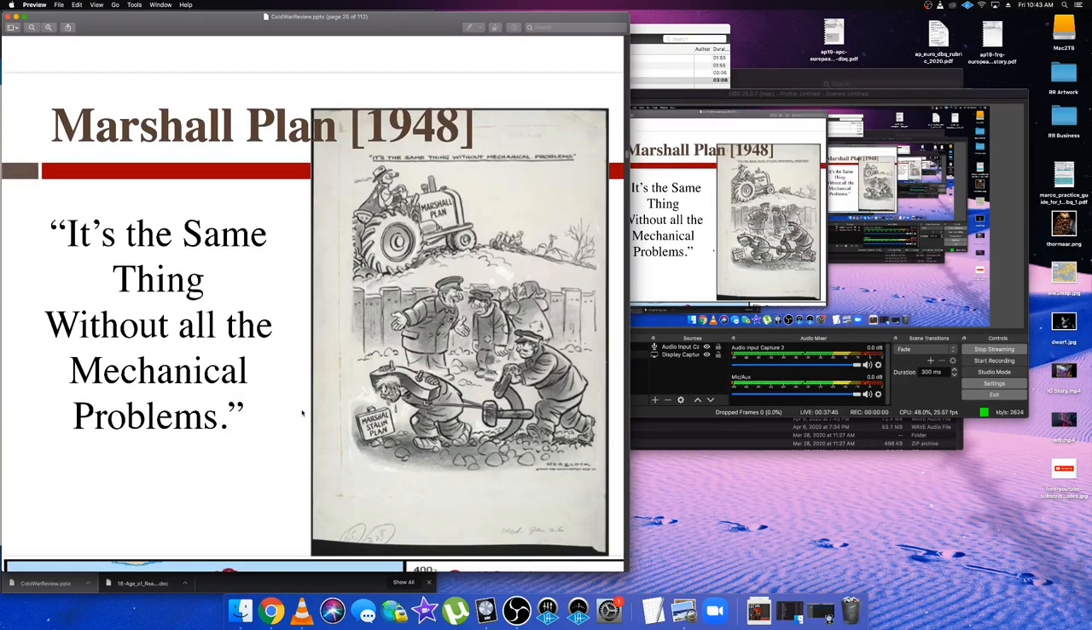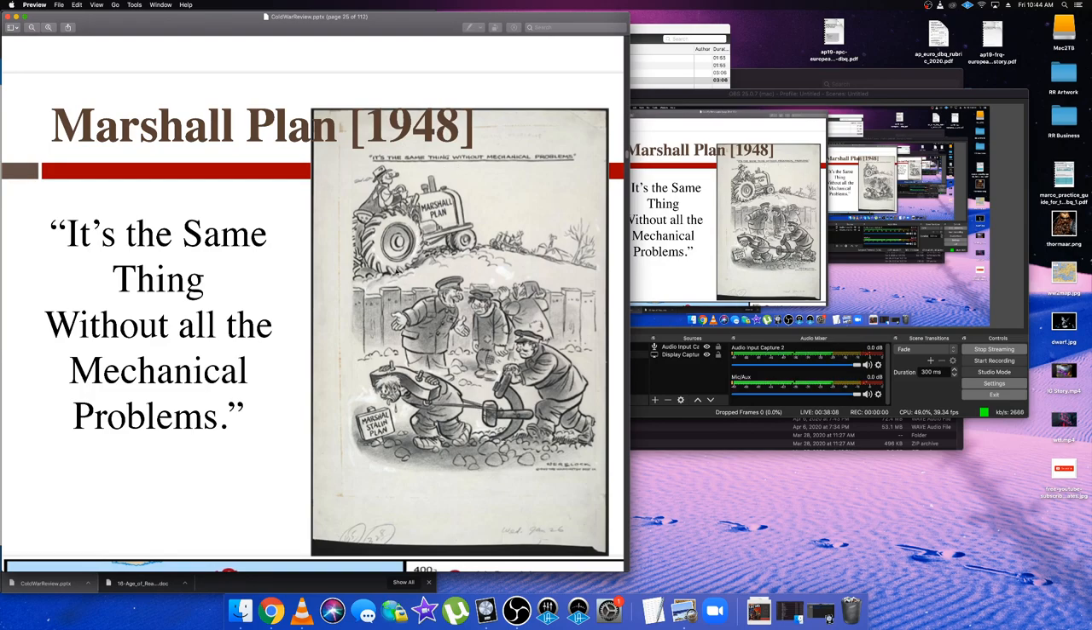And here you have an American-biased political cartoon, where you have the Marshall Plan over here, you have this nice tractor and so on. And on one side of the fence, which is, of course, analogous to the Iron Curtain, over here you have Stalin explaining to his people, with some guy using a plow shaped as a sickle and hammer, oh, it's the same thing without any mechanical problems, right?